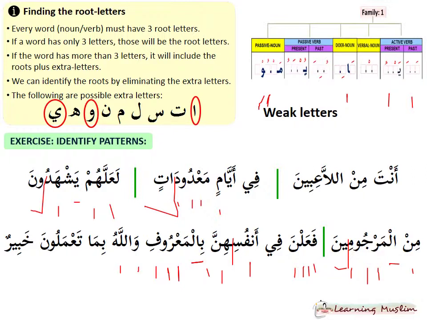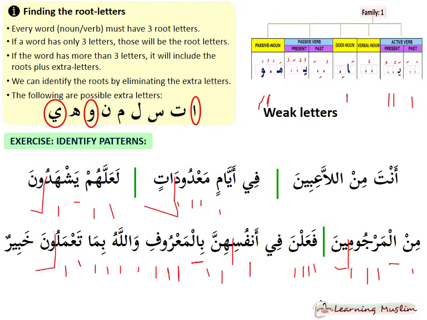The word Allah is a proper noun. That's harf. Ma is a noun. Ta'amaluna. So ta'amaluna, that's a noun, or rather, sorry, that is a verb. And you see that it fits the present active verb, right? Una is extra.